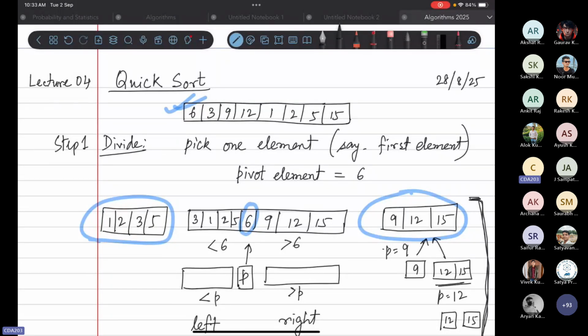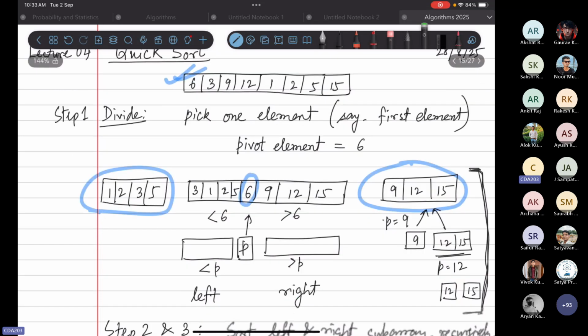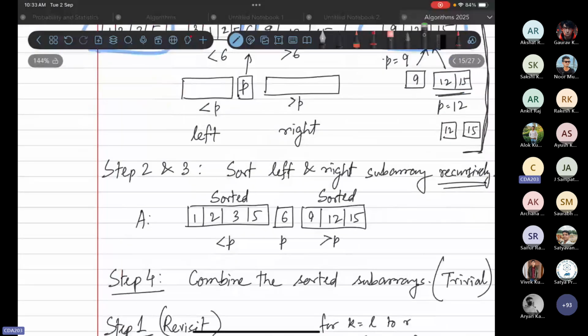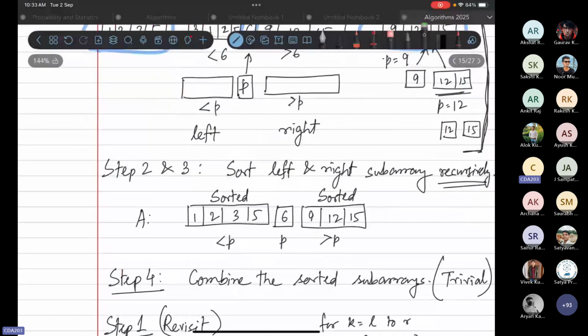Okay, so I partition this array based on this pivot element, such that the pivot will come somewhere in the middle, and all the elements that are less than that pivot should come to the left of it, and all the elements that are greater than the pivot should come to the right of it. This is how we partition this array. Once we have made this partition, we sort this left subarray and this right subarray recursively. That means I'm going to apply quicksort again on these subarrays.